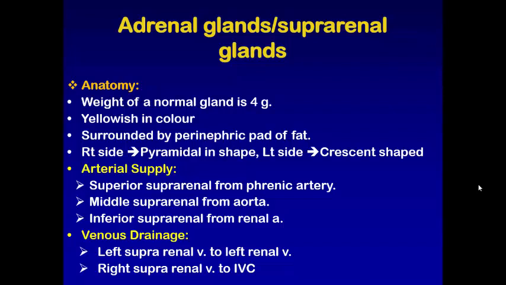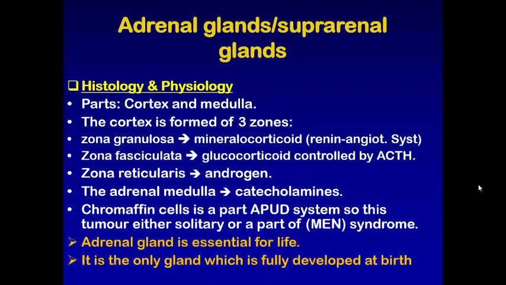Arterial supply of the adrenal gland is from the superior suprarenal artery from the phrenic artery, or through the middle suprarenal from the aorta, or the inferior suprarenal from the renal artery. Venous drainage is through the left suprarenal vein to the left renal vein, and through the right suprarenal vein to the inferior vena cava. About histology and physiology, it consists of 2 parts, cortex and medulla.